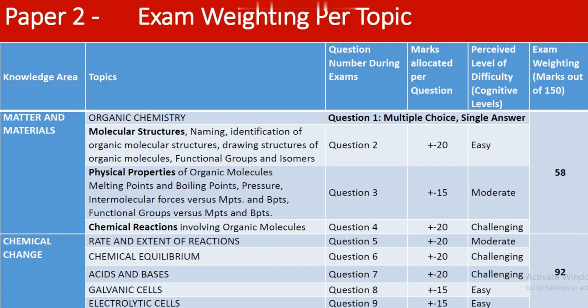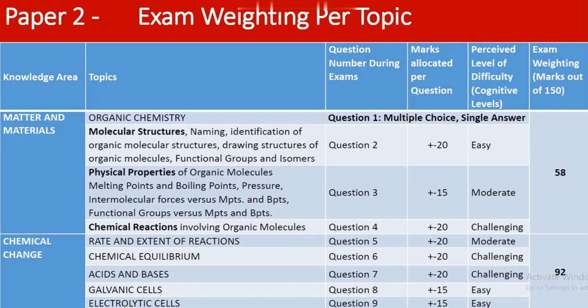That's quite a lot compared to other topics like rate of reaction, chemical equilibrium, acids and bases, galvanic cells, electrolytic cells. Those carry fewer marks: 20 marks, 20 marks, 15 marks, etc. Organic alone carries 58 marks. So it means you need to spend a lot of time and put much effort on that topic. However, it's not easy throughout the topic. There are 3 main sections I would like to bring to attention that you need to focus on.